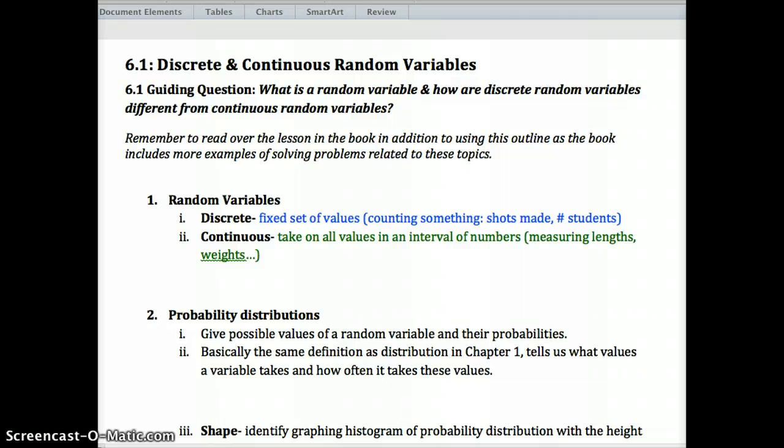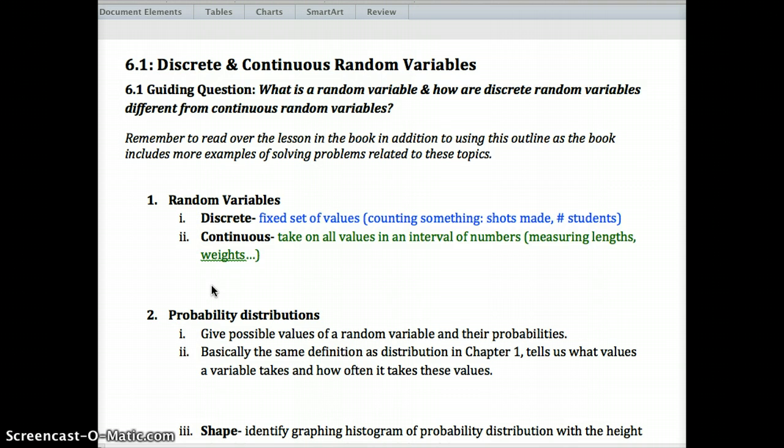A continuous variable takes on all values in an interval. So measuring the length of your foot would be an example of a continuous variable. That's important to remember as we get started with this. That will change possible outcomes.